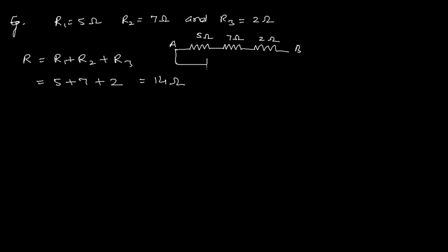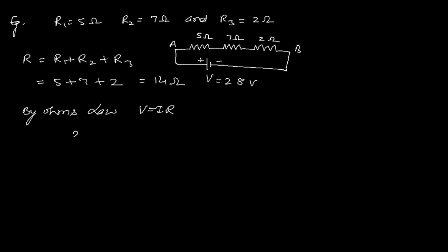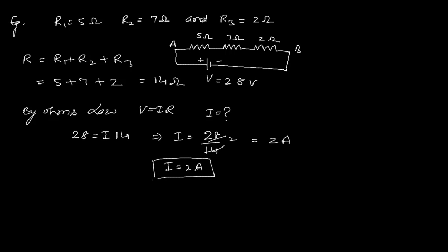If someone says to find the current through these resistances, where V, the potential, is 28 volt, and I is the current which is to be found out, then by Ohm's law we can simply write V is equal to IR. Then 28 is equal to I, which we have to find out, times R, which is 14 ohm as we calculated earlier. So I is equal to 28 by 14, that is equal to 2. So I is 2 ampere. So 2 ampere is the current flowing through this circuit.